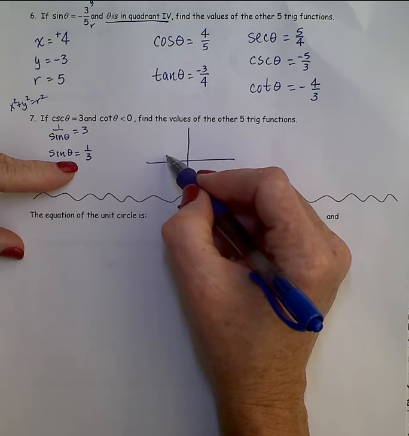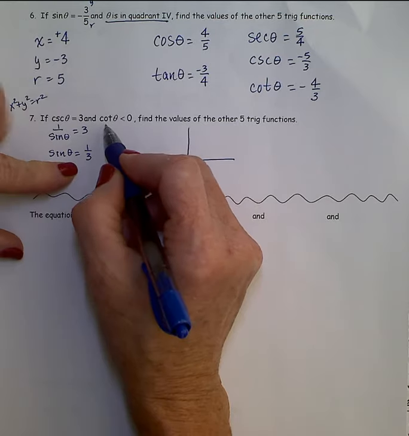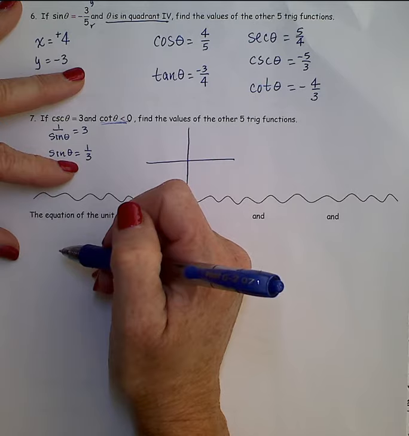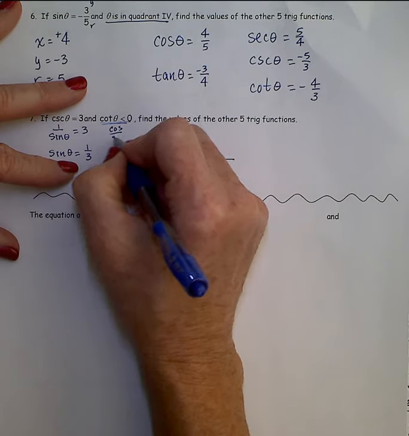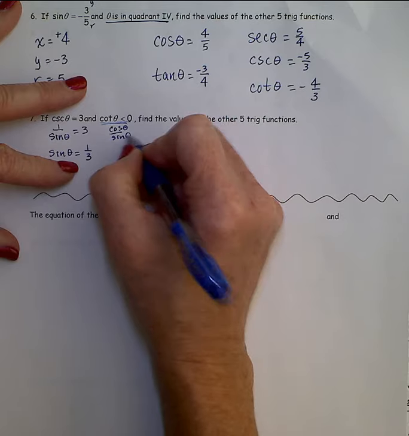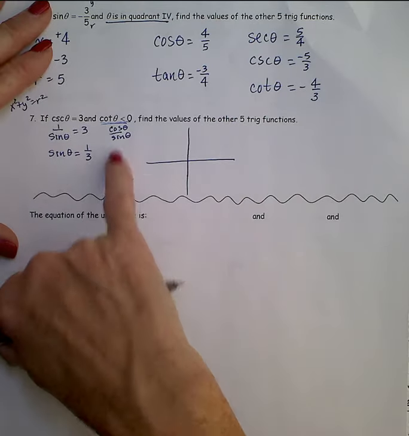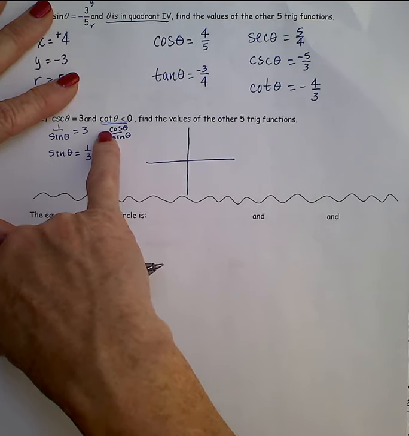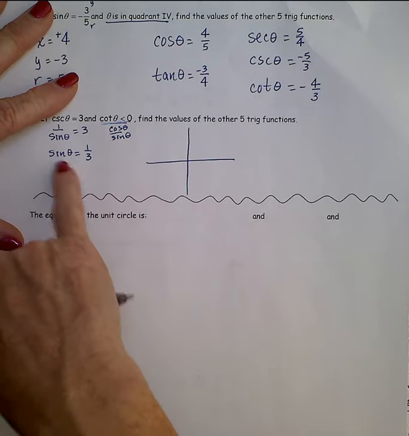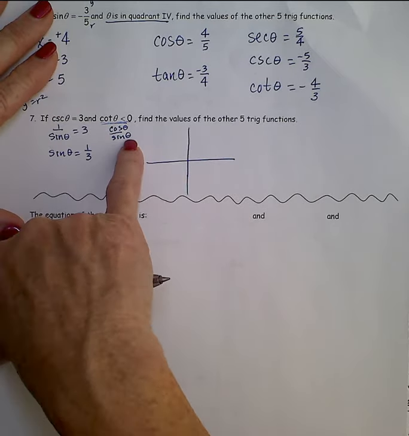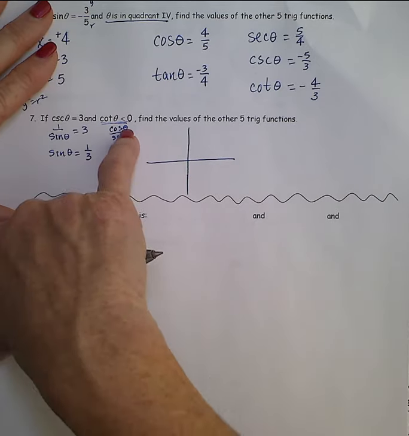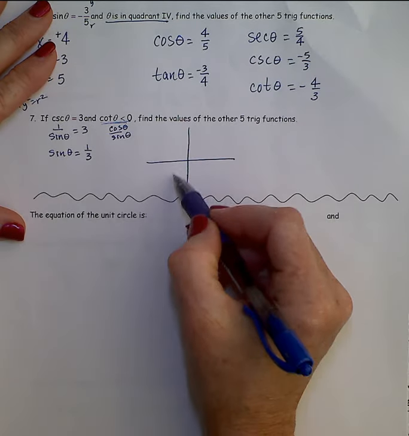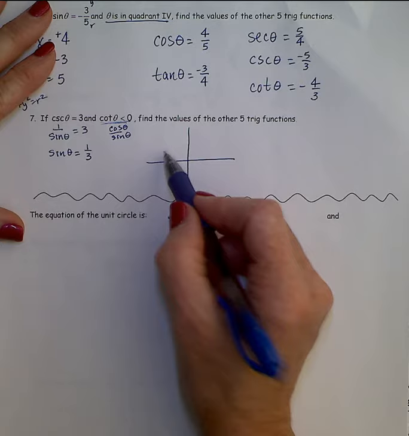Right now I don't know which one to draw, so I'm going to look at my next piece of information. Cotangent is negative. That's cosine over sine, negative. Well, you know the sine is positive. That means the cosine has to be negative, right? Second or third for cosine to be negative, but we know sine's positive, so it has to be in the second quadrant.